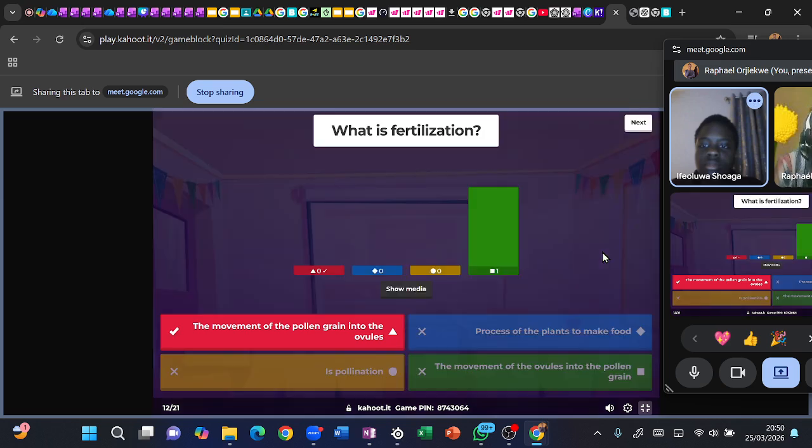Be confident and pick an answer. Okay, this time around: the movement of the pollen grain into the ovule, the movement of the ovule into the pollen grain, or the process of the plant to make food.